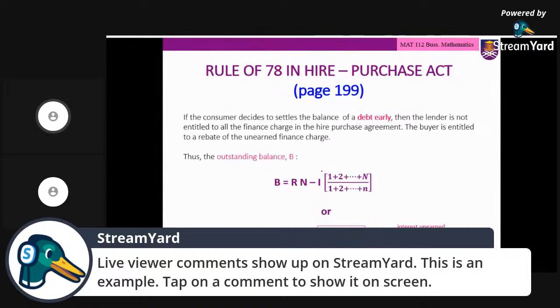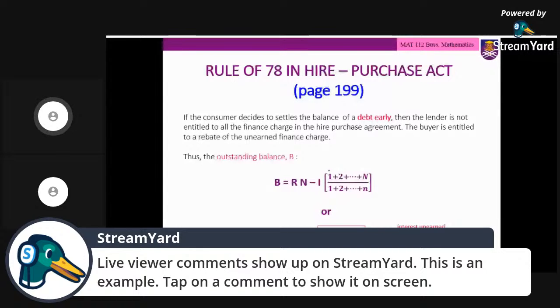So this is the formula for rule of 78. We call the outstanding balance B. So what is the formula? B is equal to R n minus I, 1 plus 2 plus ... N. We'll be using the second formula. The last part is the interest unearned by the lender. So when we pay early, normally we will get a rebate, a discount. It's like we will get a reduction in that.